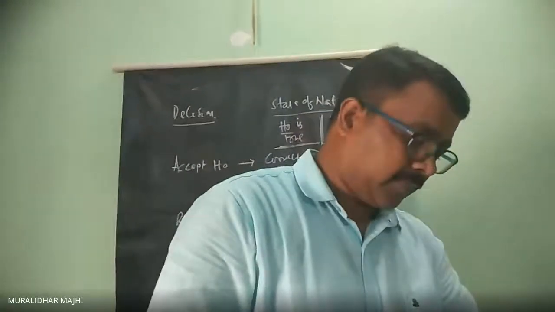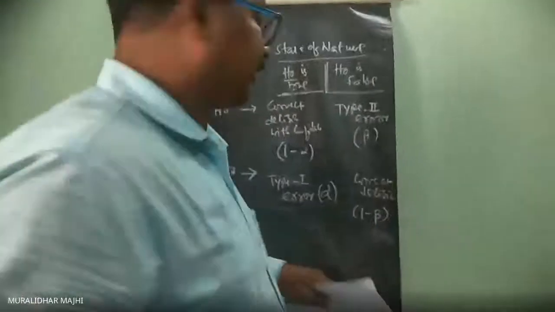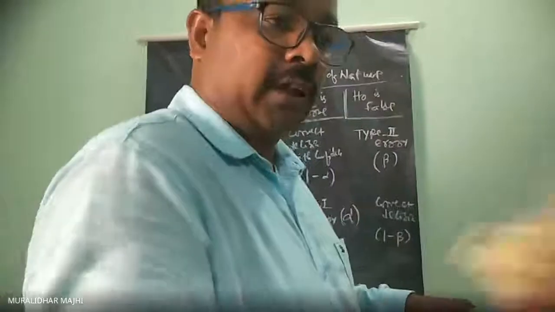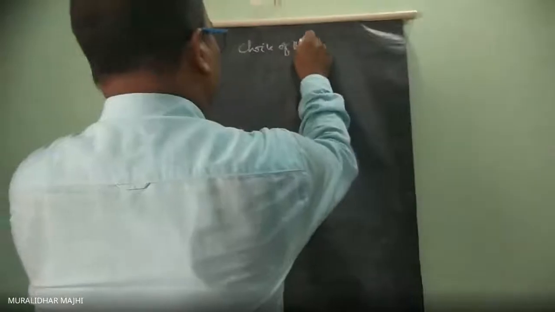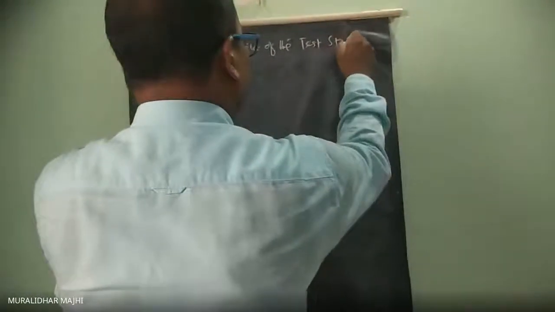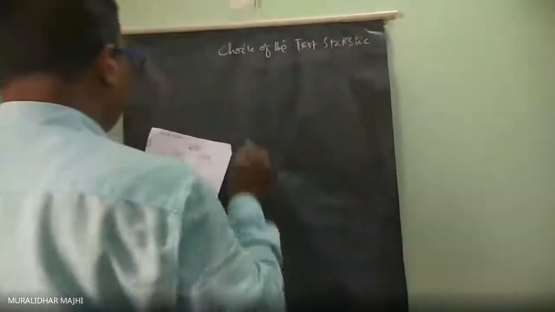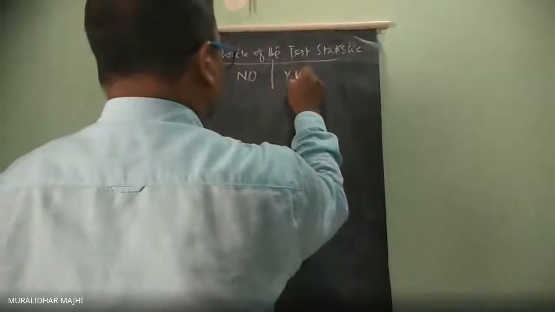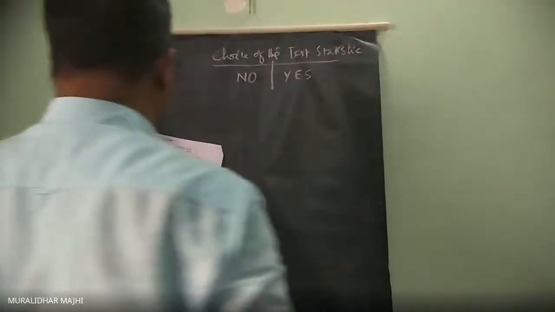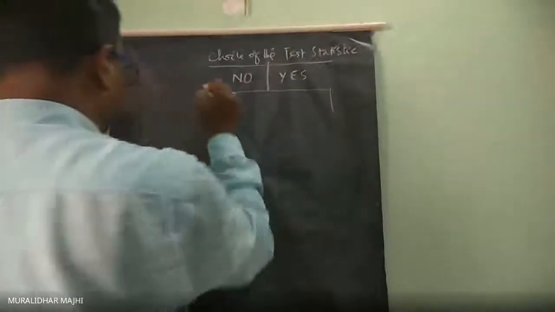Then, dear students, choice of probability distribution or test statistic. You see the tree diagram so that we can clear your doubt. Yes, where I can write down the choice of the test statistic. Okay, so here I can say this is no, this is yes. Here I can say two types.